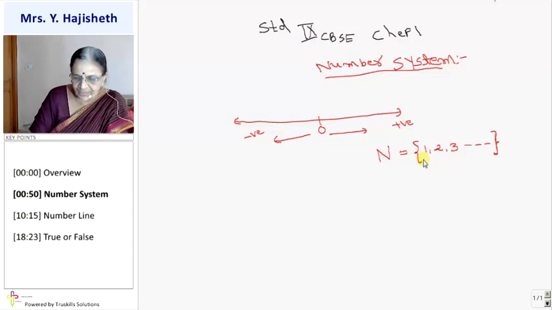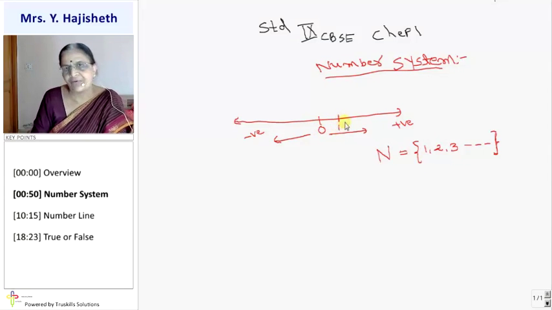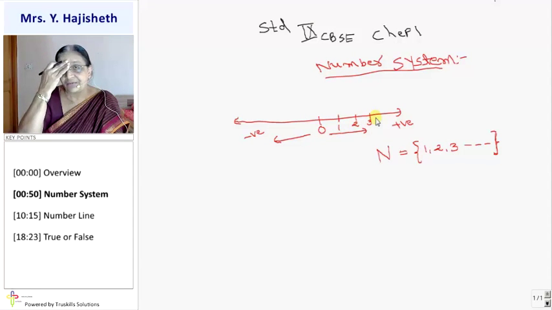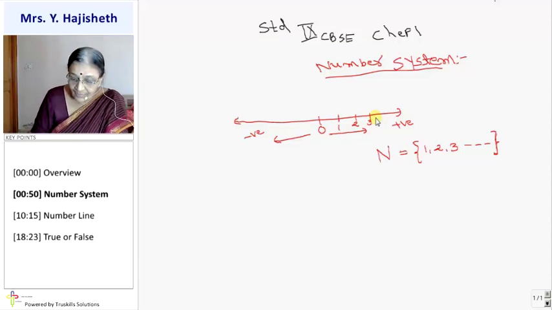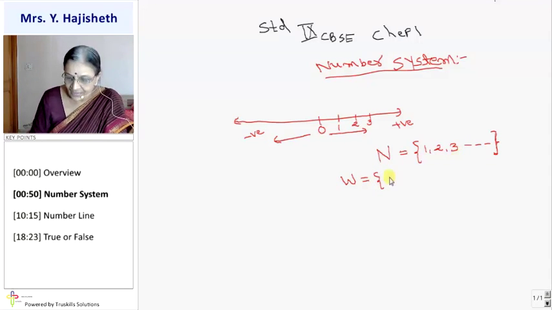And if I want to represent number 1 on the number line, then we take some distance from O. You consider it as a unit distance, and this is my 1. And keeping the same distance, this is my 2, this is my 3, and so on. So this way I represent natural numbers on the number line. Now I add 0 in it. When I add 0 to the natural numbers, it becomes the collection of whole numbers. They are also infinite, so we put 3 dots.